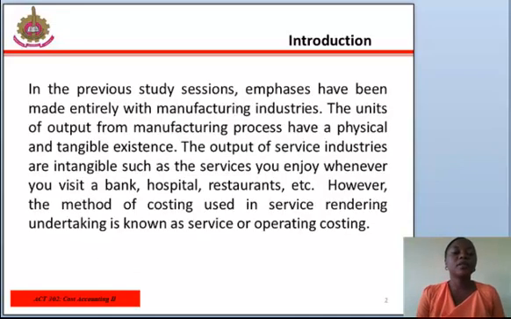In the previous study sessions, emphasis had been made entirely on manufacturing industries. The units of output from the manufacturing process have a physical and tangible existence, while for service industries, they are intangible, such as the services that you enjoy whenever you visit a bank, hospital, restaurants, etc. However, the method of costing used in service rendering is known as service or operating costing.